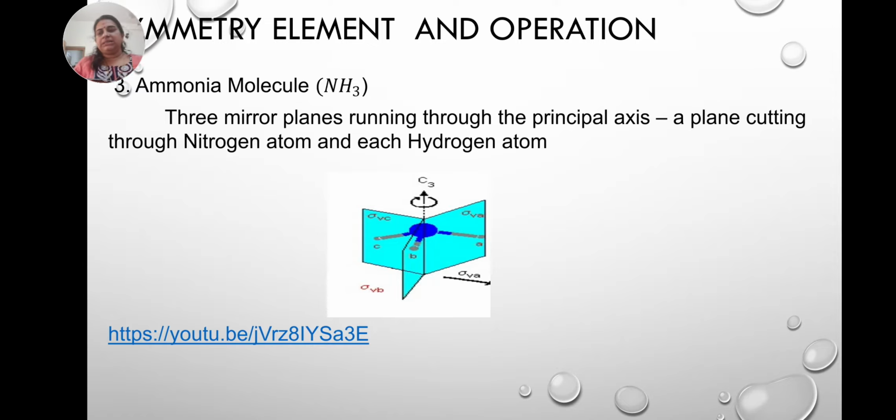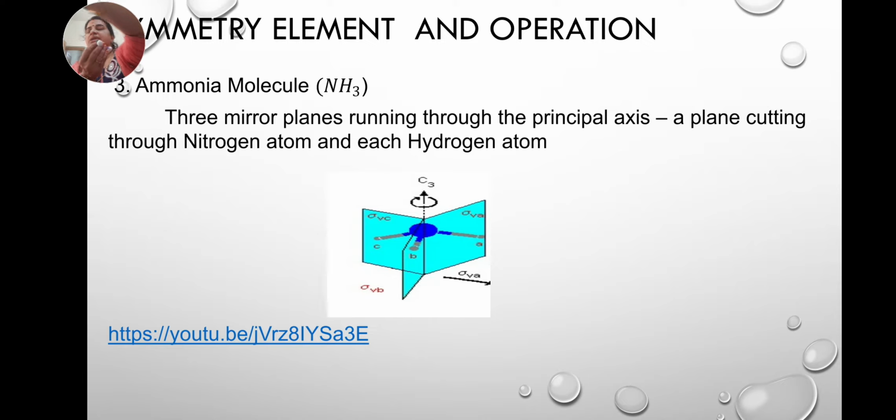Okay, but what is the difference in ammonia? Nitrogen is not on the plane, nitrogen is projecting up, only the hydrogen atoms are. So this is not a planar molecule, that is a planar molecule. Okay, so if you take the case of this one, what are the planes you can have? There are three planes.